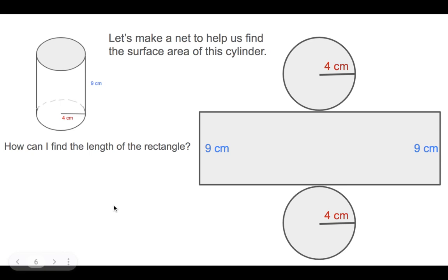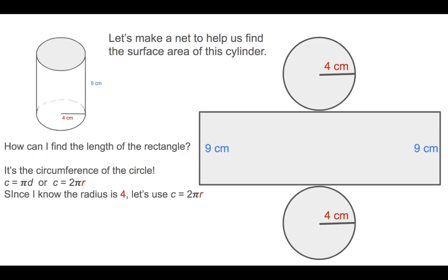Well, if you visualize it, this going around the can or cylinder, you'll notice that the length is actually the distance around the circle, which we call the circumference. And the circumference can be found using pi d or 2 pi r. Since we know the radius is 4, let's use 2 pi r.